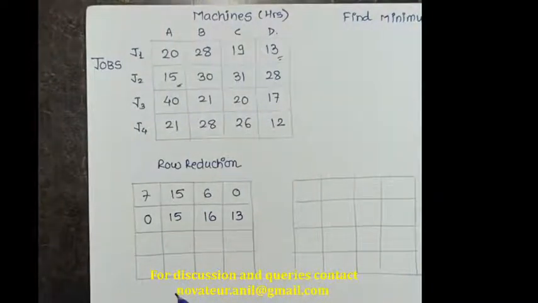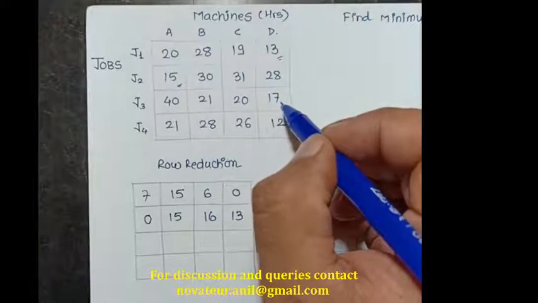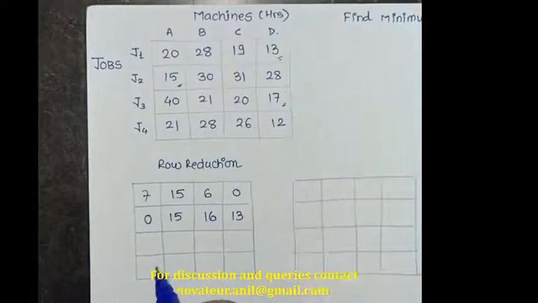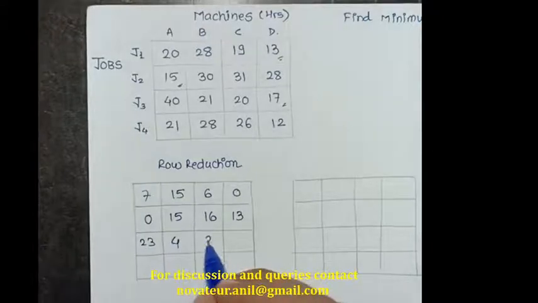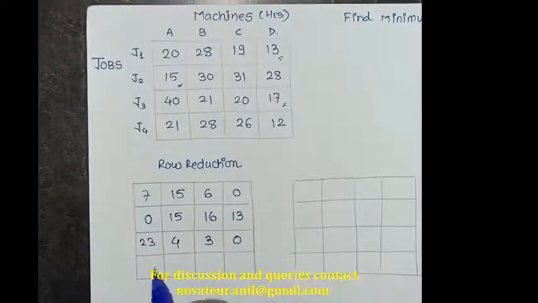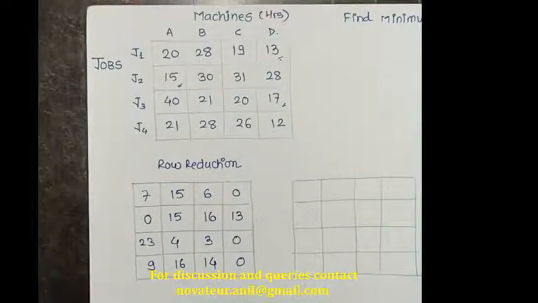Similarly, perform the same for row 3 also. The smallest element is 17. So the answer will be 23, 4, 3, 0. And for row number 4, the smallest element is 12. So the answer will be 9, 16, 14, 0. Now I'm done with my row reduction.